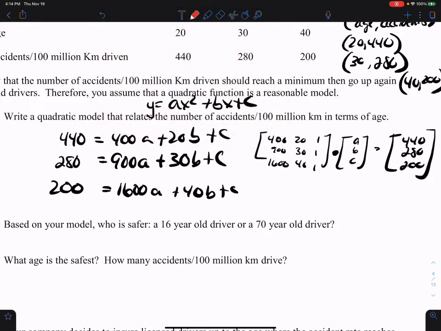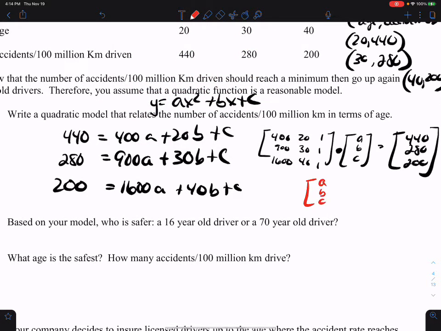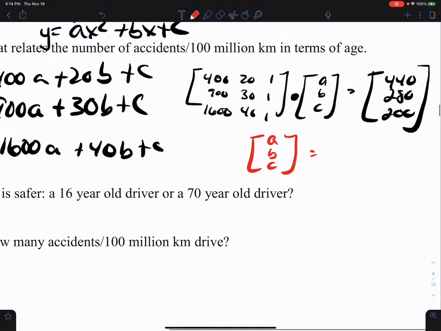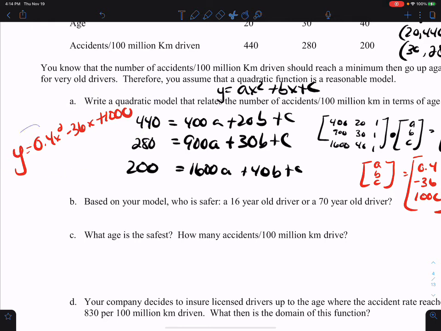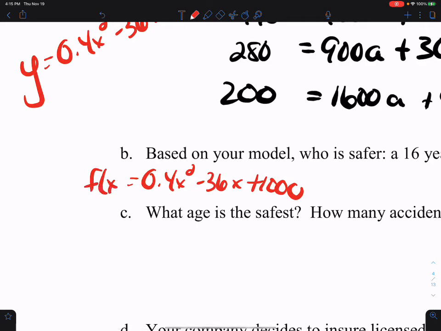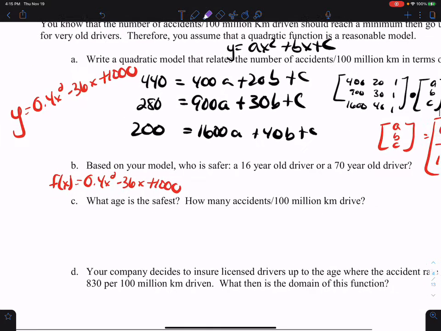So now that you've paused the video and solved the contents of that matrix using your calculator, we'll see that the contents of that matrix were 0.4, negative 36, and 1,000. So our final answer for our equation is y equals 0.4x squared minus 36x plus 1,000. Now, this is our equation. And just for a little bit of ease, instead of calling it y equals, y is a function of x, so I'm going to turn that into function notation. Because all they want us to do now is use that model.